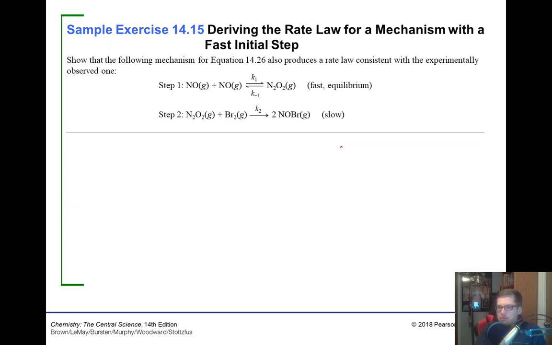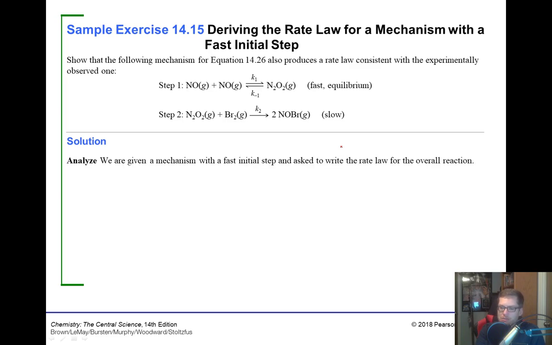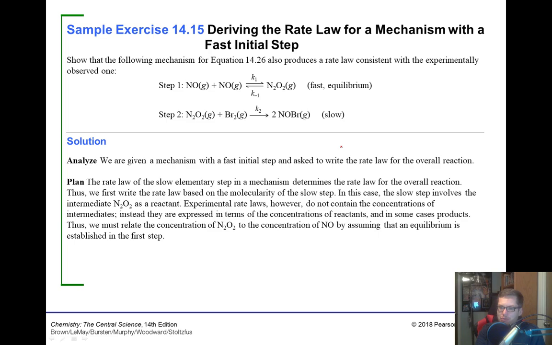It says, show that the following mechanism for equation 14.26 also produces a rate law consistent with the experimentally observed one. So this is the one that the experiments actually match up with. In this particular one, we got NO plus NO yields N2O2, and then N2O2 plus Br2 yields N2NOBr. So we've got a fast equilibrium step as opposed to the slow one we had earlier with this specific reaction. So it gives us a mechanism with a fast initial step, and we have to write the rate law. So what we have to do is a little bit of algebra magic here in order to make it work.